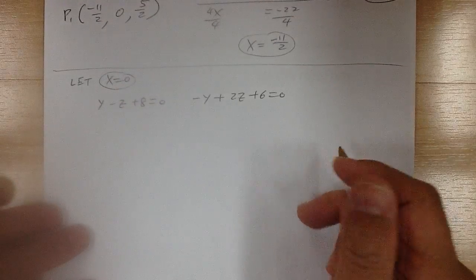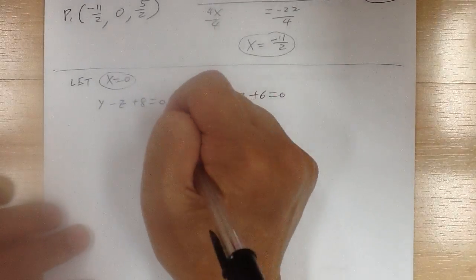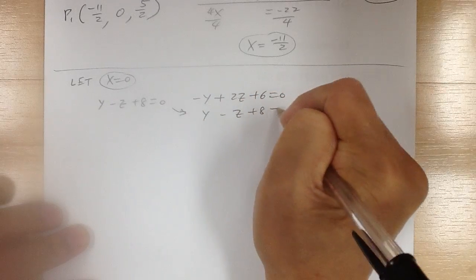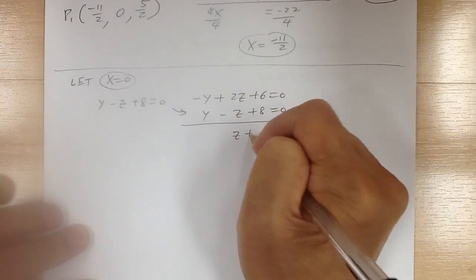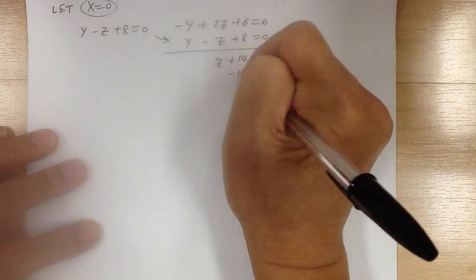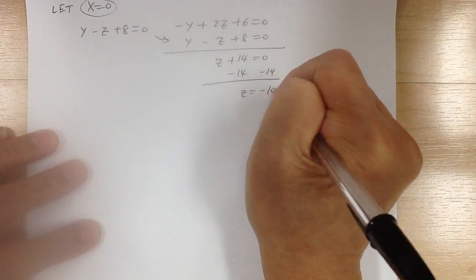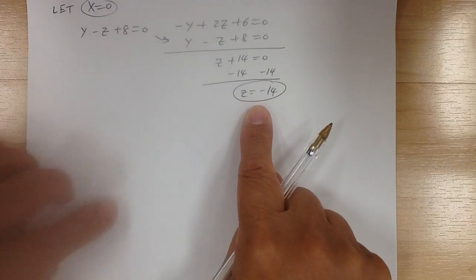Now the y is already opposite, so that's kind of nice. I'm going to put this under here, so I get y minus z plus 8 equal to 0. When I add, this will cancel out, so I get z plus 14 equal to 0. Then I'm going to minus 14 on each side, so I get z equal to negative 14. Once I get x and z, I need to look for the y.